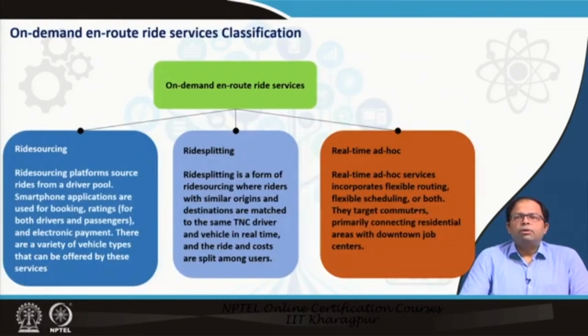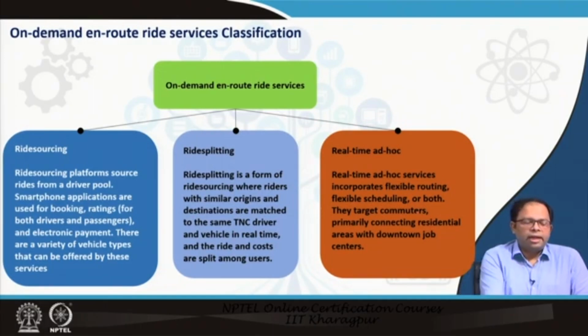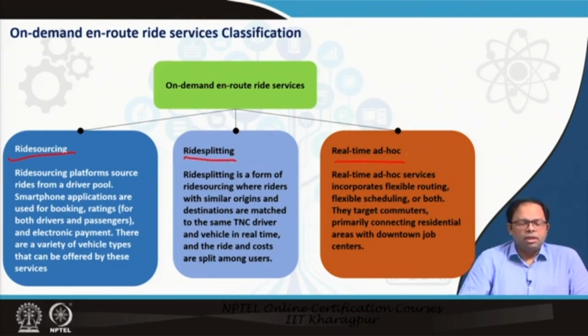So on-demand en route ride services could again be divided into three kinds. One is ride sourcing services, one is ride splitting services, and the other is real-time ad hoc services. Now ride sourcing services is the one where we have a driver pool. That means there is a pool of drivers, and then there is a ride sourcing platform, and the job of this platform is to provide a place where the drivers can register as well as make themselves available.